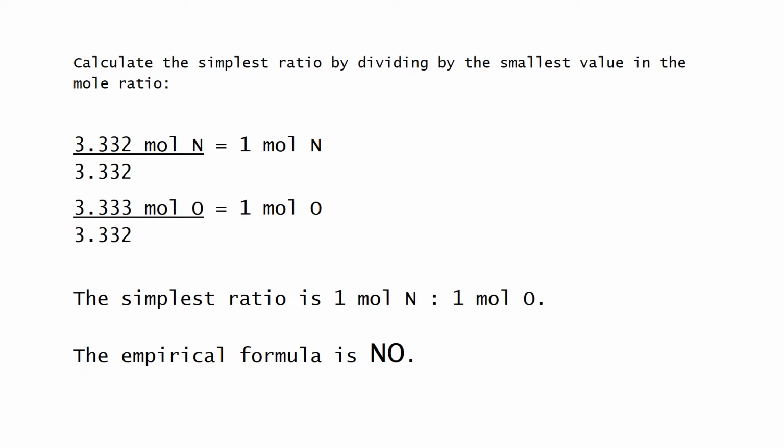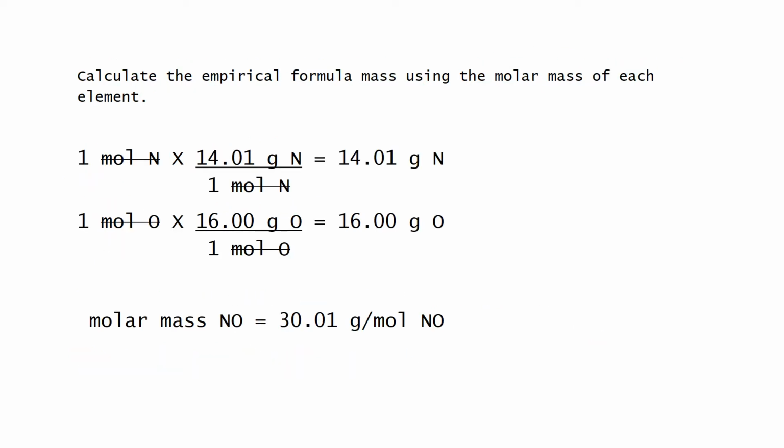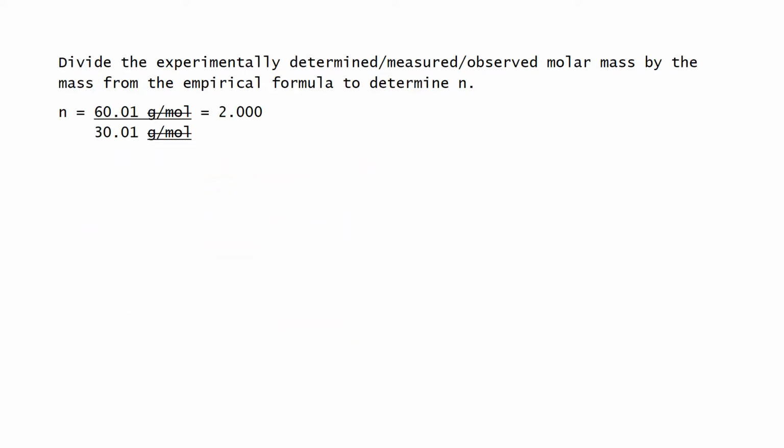We then need to calculate the simplest ratio by dividing by the smallest value in the mole ratio. In this particular case, we get 1 mole for each element and a ratio of 1 mole to 1 mole. The empirical formula is NO. Next, we calculate the empirical formula mass using the molar mass of each element. We then get 30.01 grams per mole NO after adding.